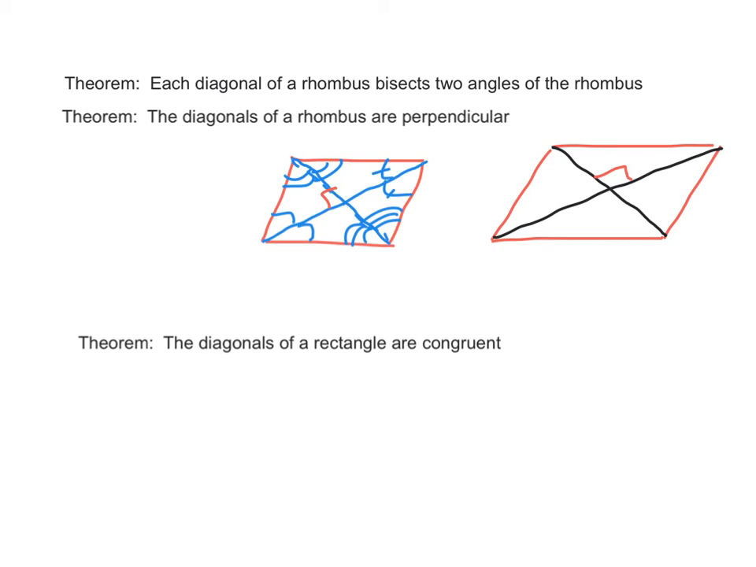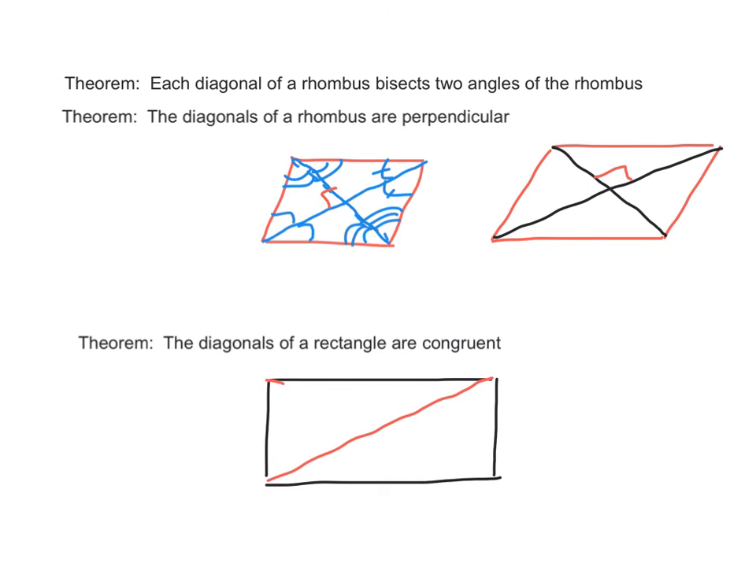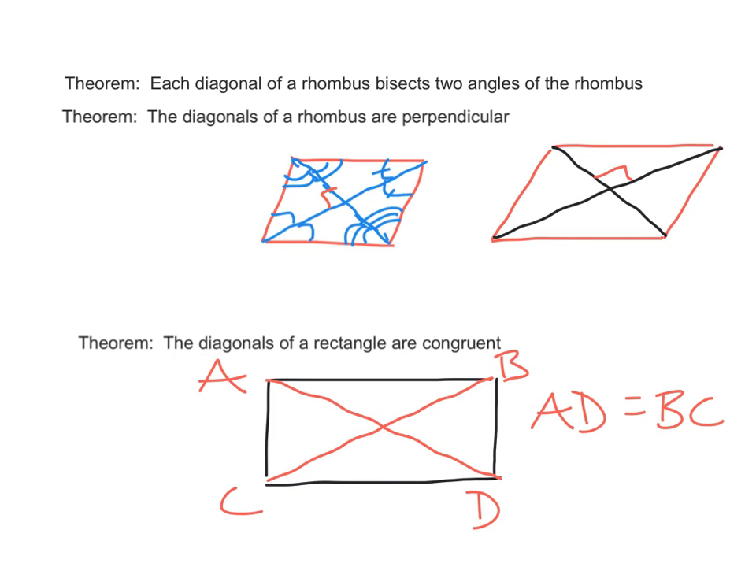All right, last but not least here on this page, we got one more page. It says diagonals of a rectangle are congruent. A rectangle, we all know what a rectangle is. We've seen it a million times. This is saying that this diagonal from here to here is the same length as this diagonal right there. So if I were labeling this A, B, C, D, AD would be equal to BC is what that's saying. So this length is the same as this length.